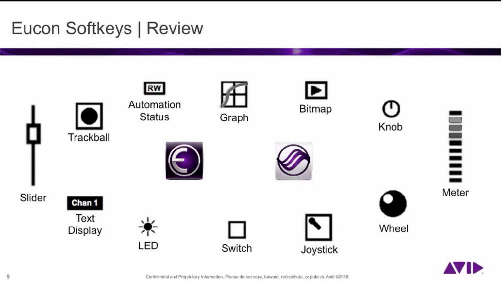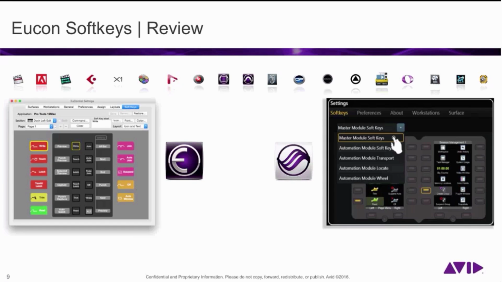Okay, so let's talk a little bit about the architecture and file structure quickly. All of our consoles have a built-in default app set of soft keys, programmed by the software developer, as mentioned before. These can be edited in their respective Eucon application, which then makes them become a user app set. Artist, S3, Dock, and Control app all use uControl as their editor, and S6 uses its own built-in editor.